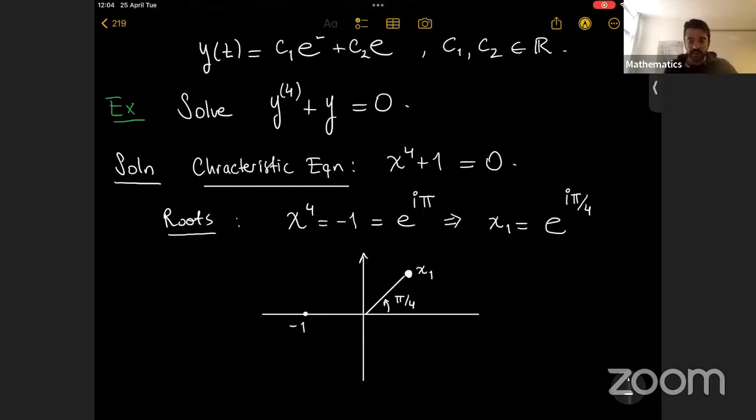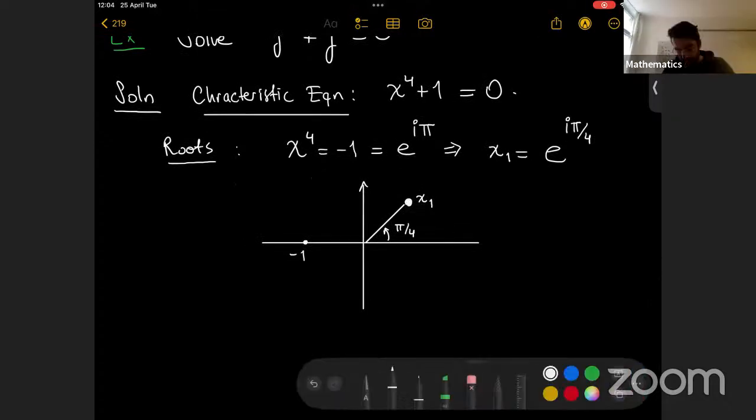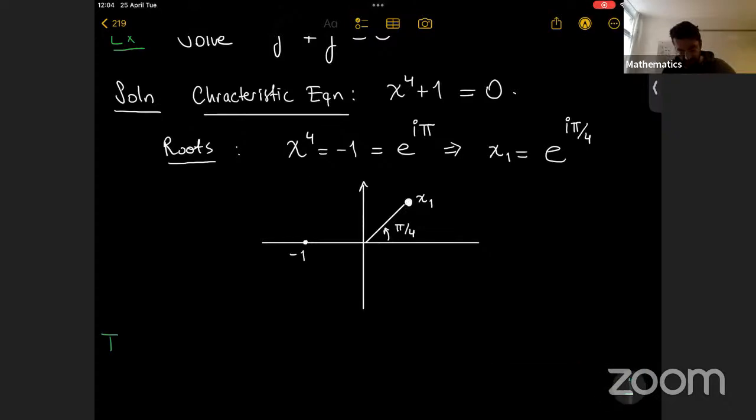Well, the other complex roots you can find by adding, maybe let's write here, to find other roots, rotate lambda 1 by 2 pi over 4. What is this 4? This 4 comes from basically this one, okay?